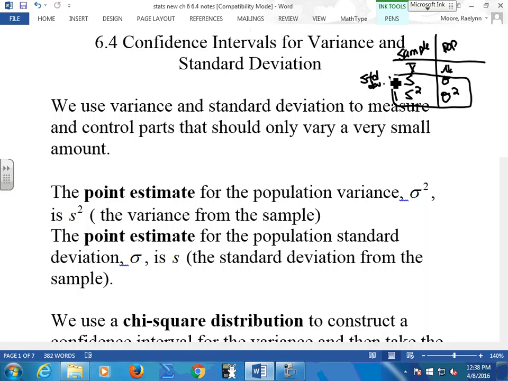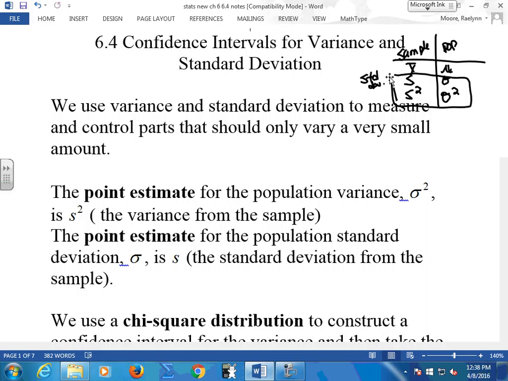So how do I go from a square to not square? Square root. So we're going to have a formula that's going to have s squared in it, and then we're going to have sigma squared in it, and then we're going to take the square root to get it without the square. So it sounds real bad, but it really isn't.